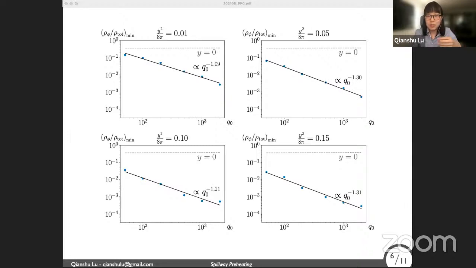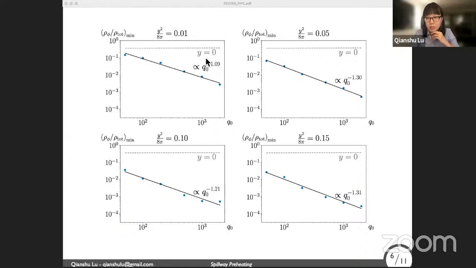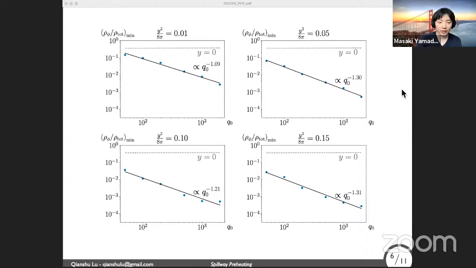So in general, if you go to smaller Yukawa coupling, it's going to have worse efficiency, in that the curves are moving up. But you see that we still have this inverse scaling with Q0. So even with a small Yukawa coupling, for a relatively large Q0, you can still be very efficient compared to the case where the Yukawa coupling is 0. I see. That's interesting. Thank you very much.